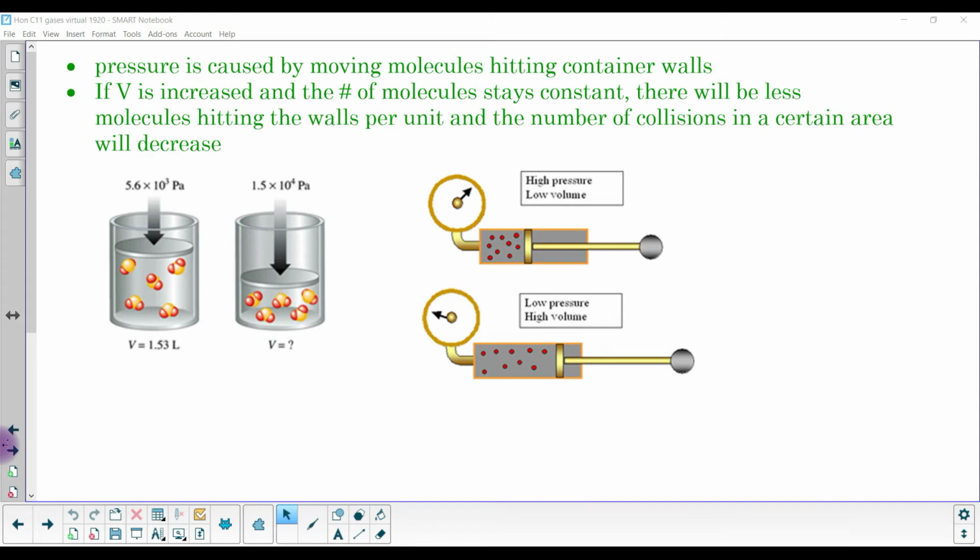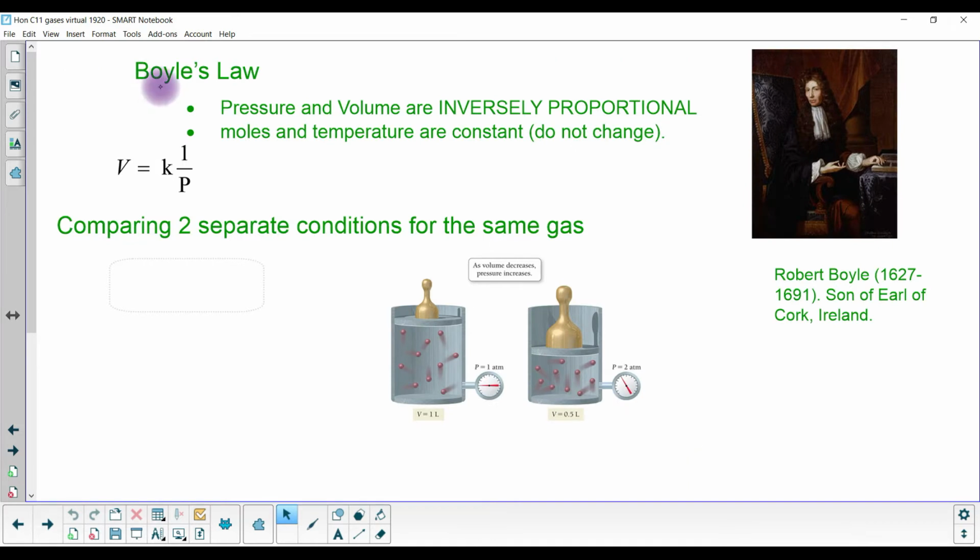Pressure is caused by those particles hitting the container walls. If we have the same number of particles and we increase the volume, there are fewer particles hitting the wall per unit, and the number of collisions in one certain area will decrease, meaning the pressure will decrease. This is a way to say Boyle's law.